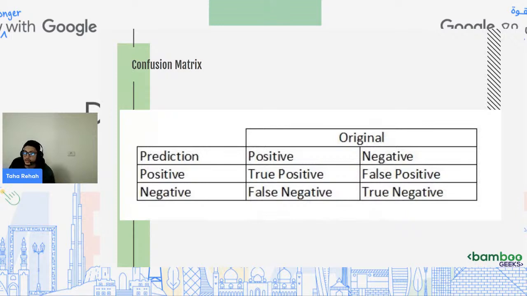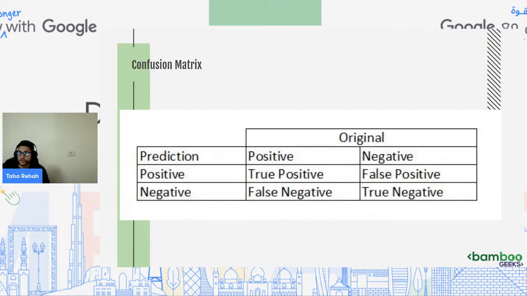So there are four variables here. True positives are the predictions that are positive and were originally positive. Those are good. There are also the true negatives: the model predicted that they are negative, and they are actually negative. Those are called true negatives.